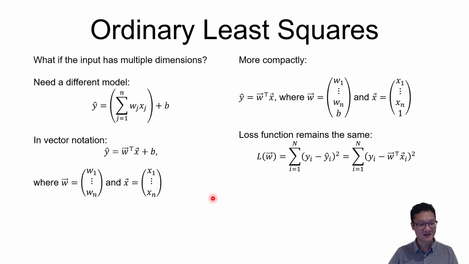In many cases, the input could have multiple dimensions. For example, if we have an image as input, then x could be the set of all the pixels. That means that our input has many variables inside, many components inside. In that case, we would need a slightly different model. The simplest model is y hat equals summation over j equals 1 to n of wj xj plus b.